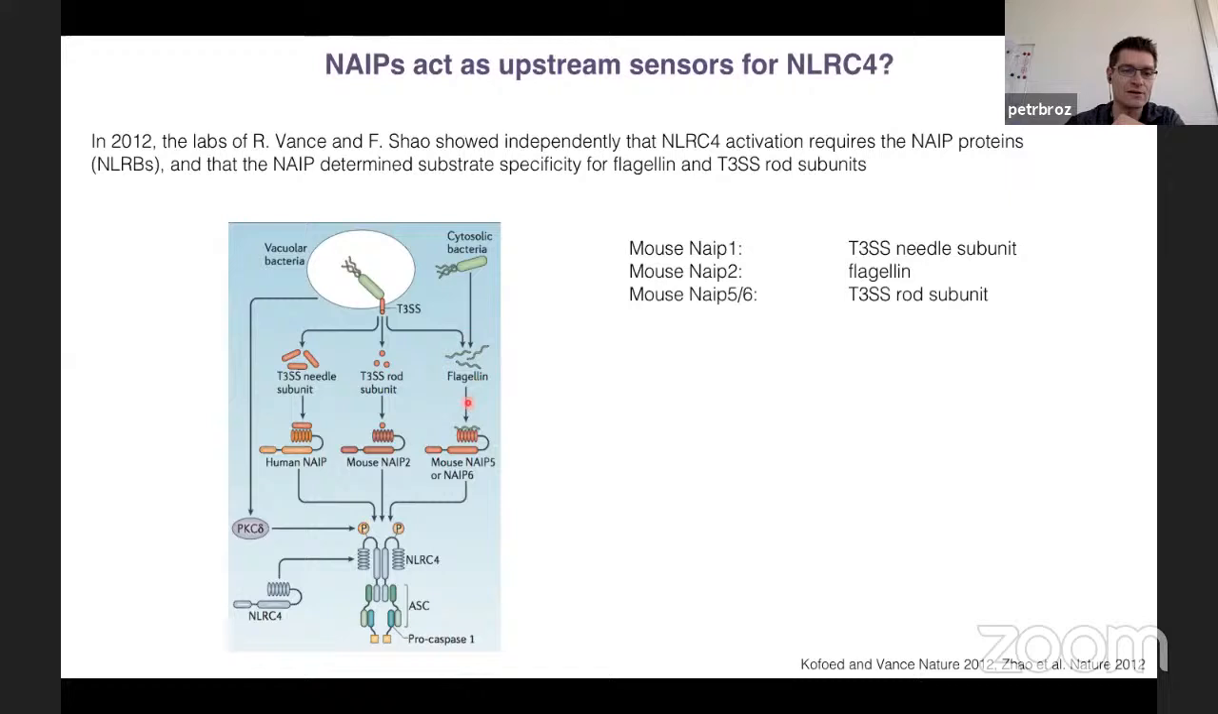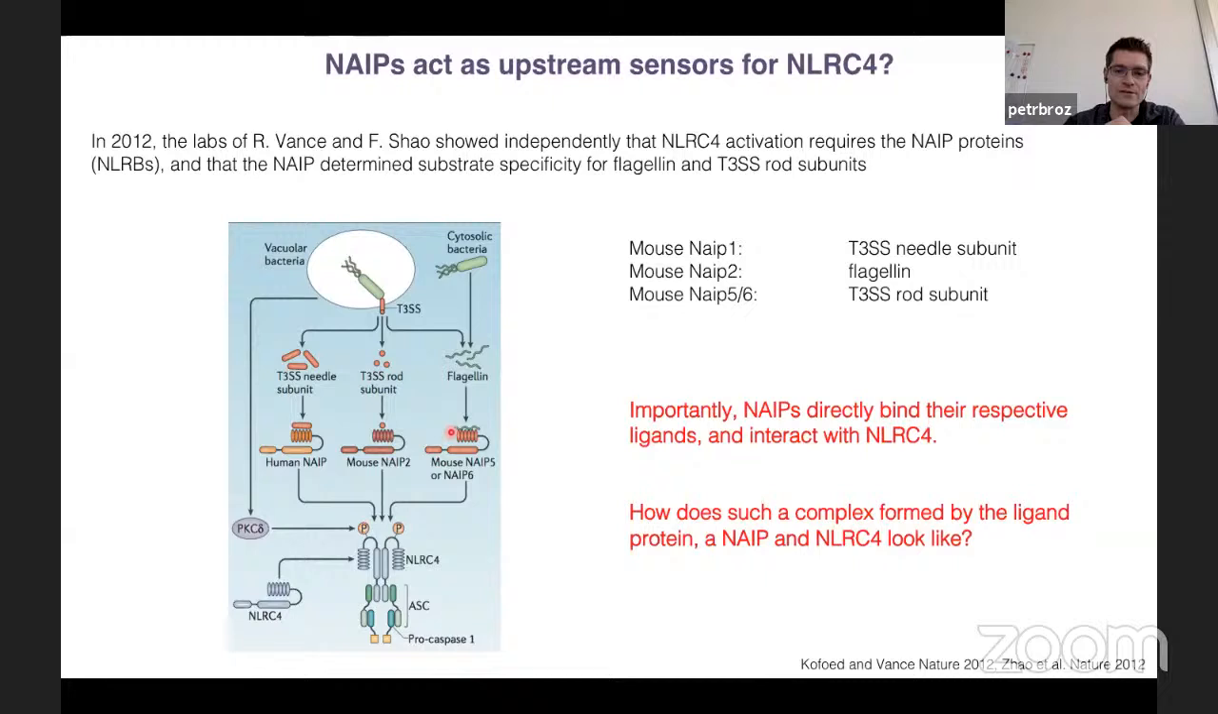I think later it was shown that NAIP1 of the mouse detects the needle subunit. And also the human NAIP can detect some of these proteins. Importantly, the NAIPs directly bind to the respective ligand. The direct interaction between the NAIPs and the bacterial proteins could be shown by pull-down assays and so forth. Okay, so I've explained a little bit how people came to believe that the NAIPs and NLRC4 detect these proteins, and that these interact directly.